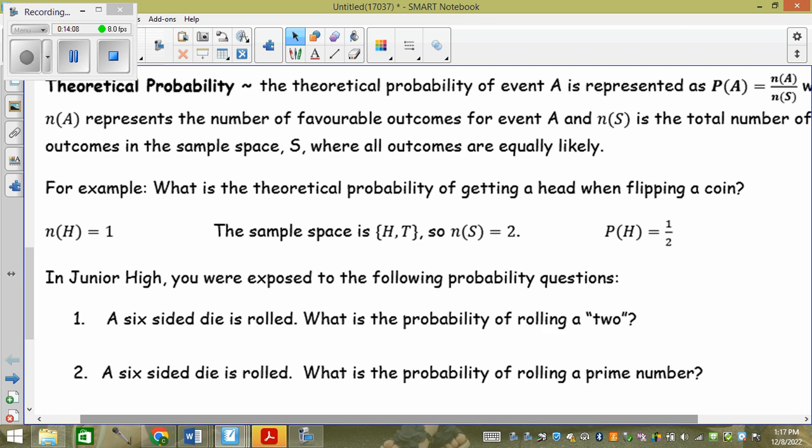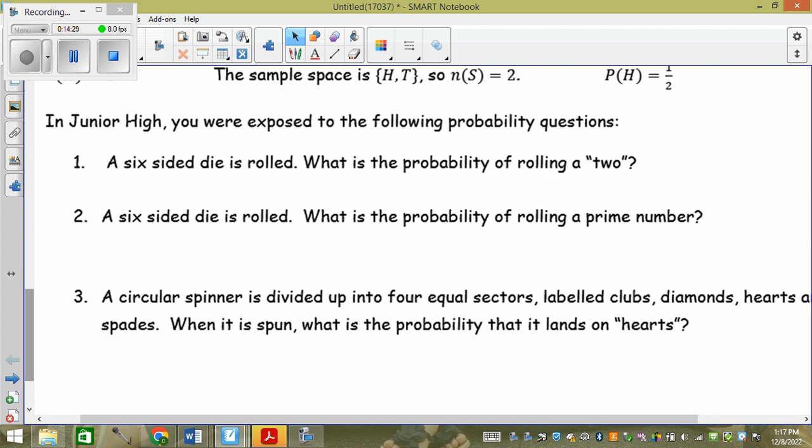It would be 1 out of 2, 50-50, right? That's a theoretical probability. I could literally flip a coin 10 times and it never lands on a head, correct? So it'd be 0 out of 10 for the probability. That would be experimental. We always deal with theoretical, like how much would it actually be given the chance of it happening. So here we have, in junior high, you were exposed to the following questions.